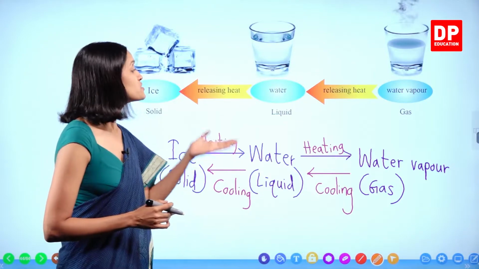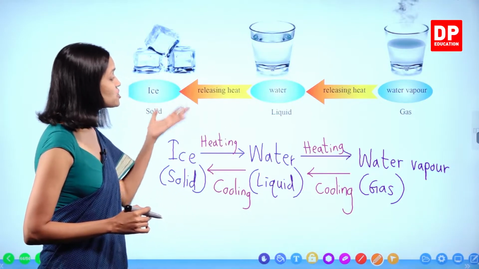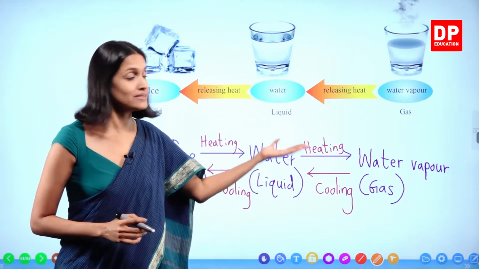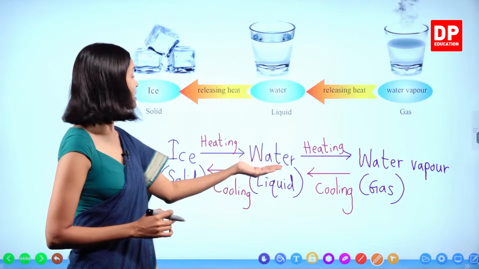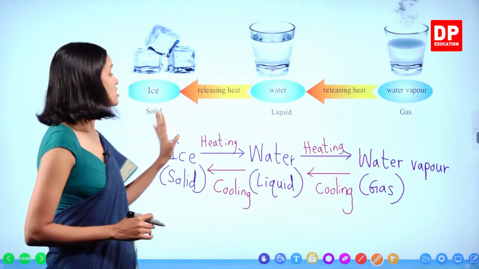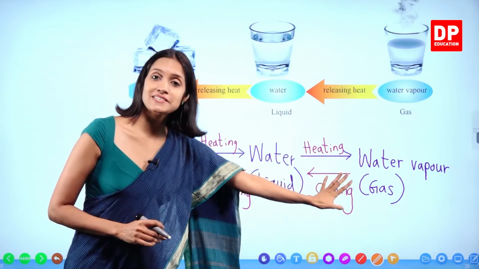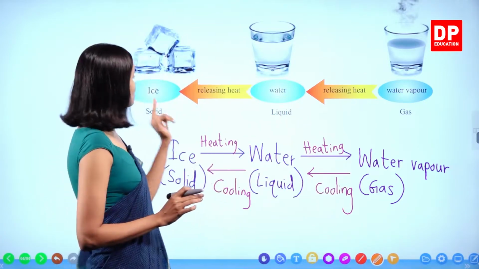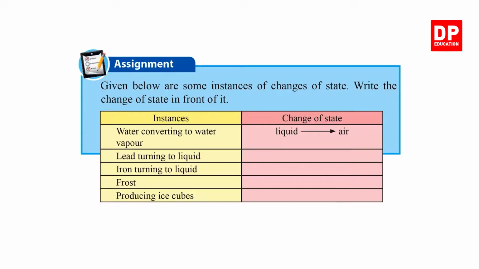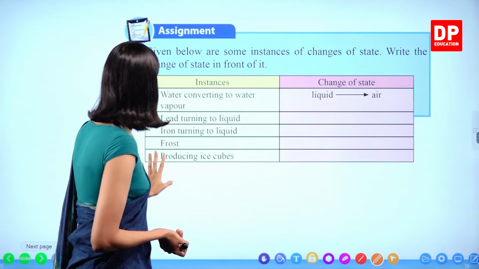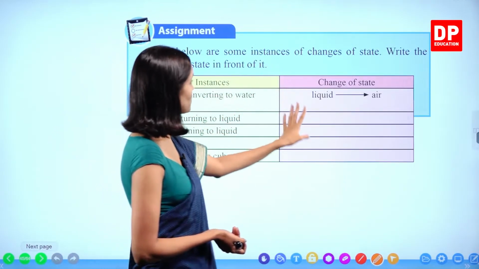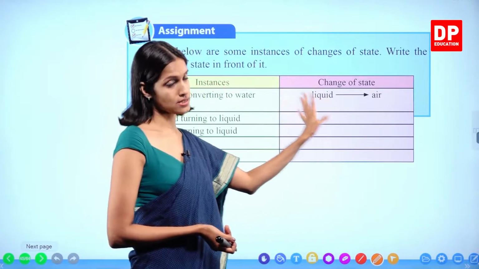Okay, children? So, this is known as change of states of matter. This is the same matter, right? There are three states: solids, liquids, gases. Okay, children? We'll move on to the next. Right, we have an assignment to do here. Given below are some instances of changes of state. Write the change of state in front of it, right? Here in this column is given the instance, and in this column, you have to write the change of state.